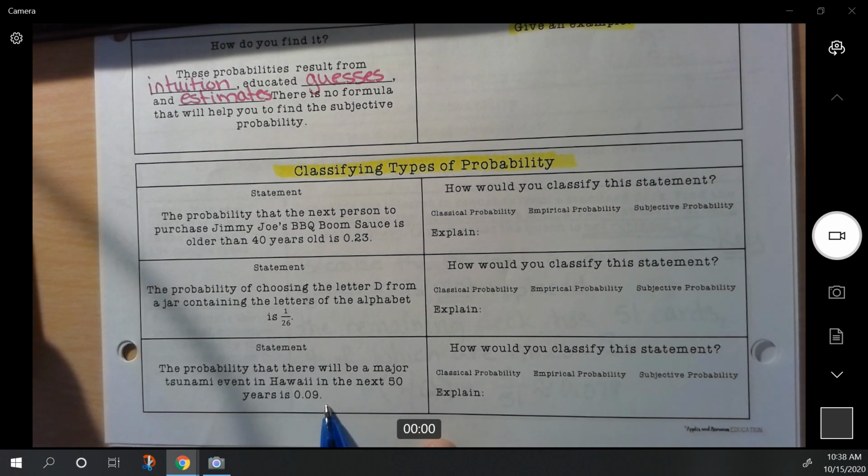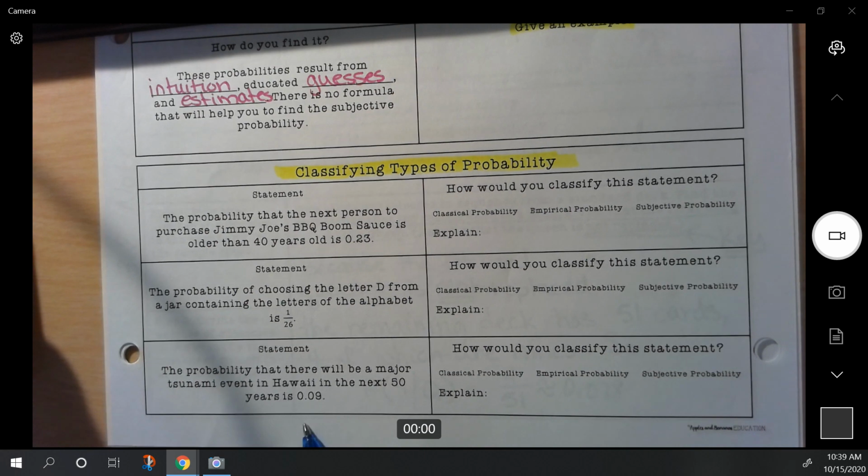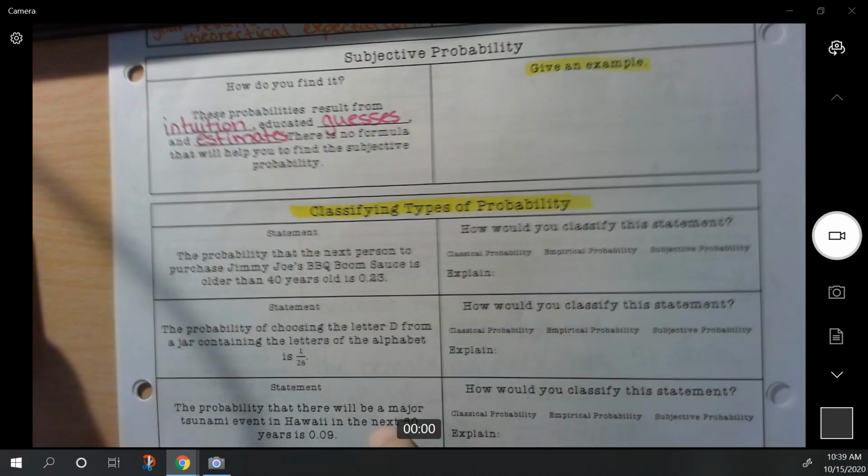The probability that there will be a major tsunami event in Hawaii in the next 50 years is 0.09. Now, that could be empirical or subjective. Most likely, it is empirical based on past experience. If they said the probability that there would be a tsunami this year, then that would probably be subjective because you're making a guess and it's not really based on past years' experience. It all depends on where the data is coming from.